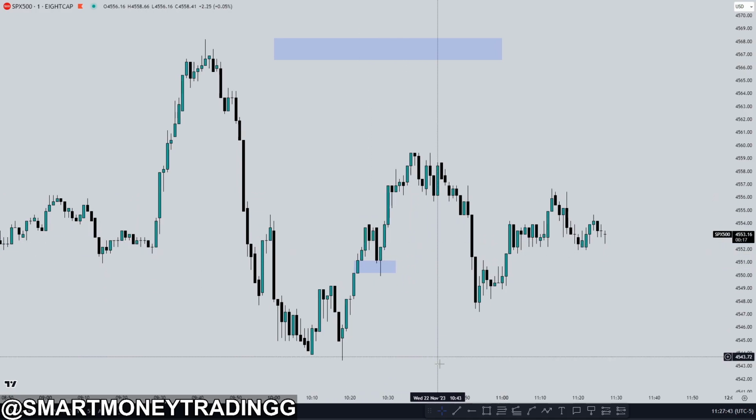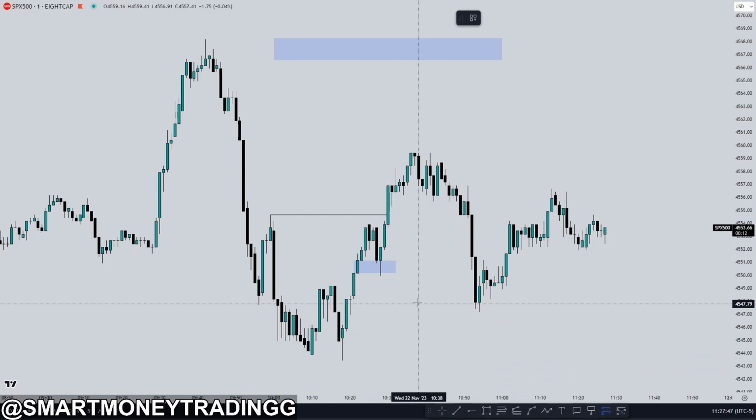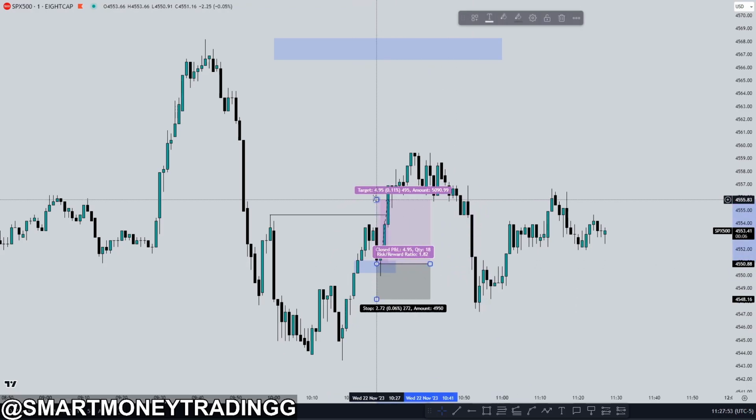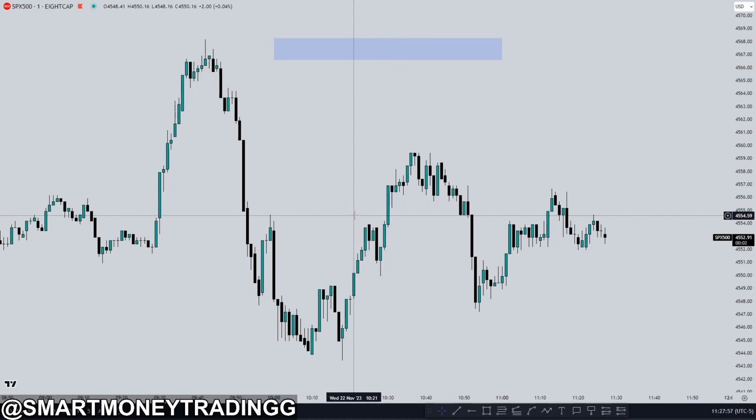Where would your pool of liquidity be? A short-term area would be right here. And I know, again, the risk reward isn't there, but sometimes it's like that. You won't get the best risk reward if you are a scalper.